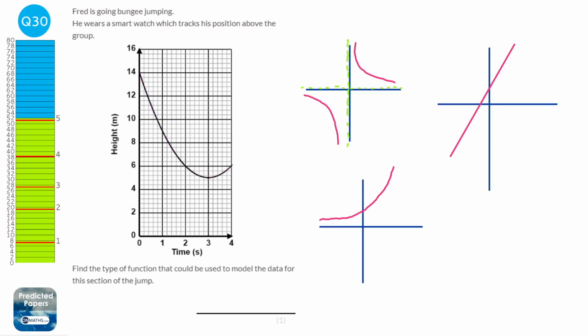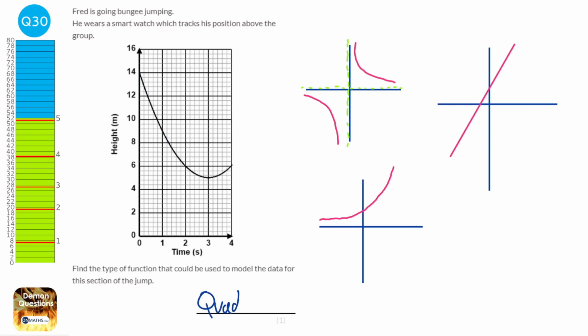So the graph that this is, or could be, is a quadratic graph, because it's a nice U shape. So if we carry this on, it could be a nice U shape. It could also be a cubic graph as well. So it could go up and then down and then up, and that's a cubic graph. But the most obvious one is a quadratic graph.